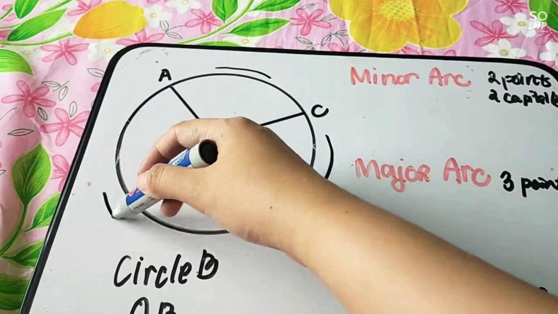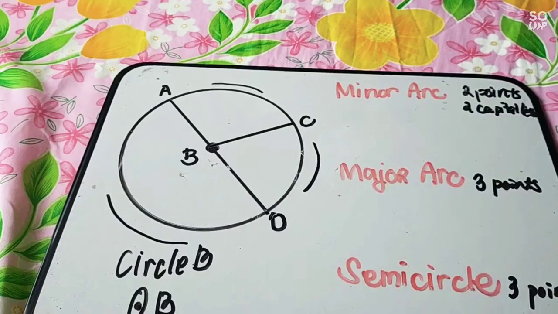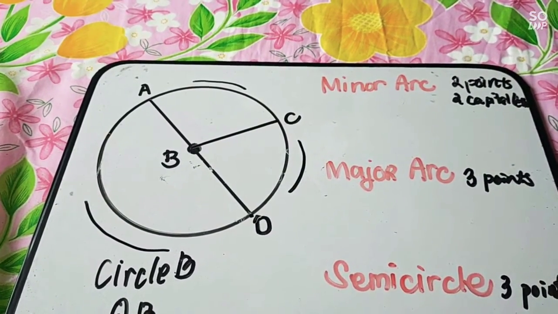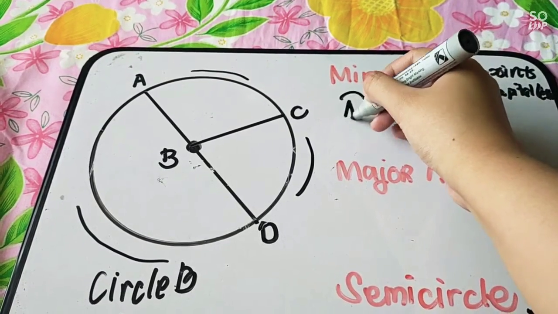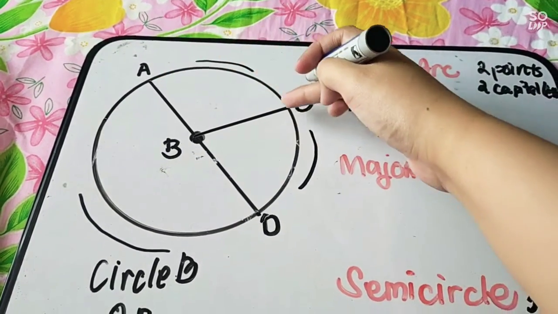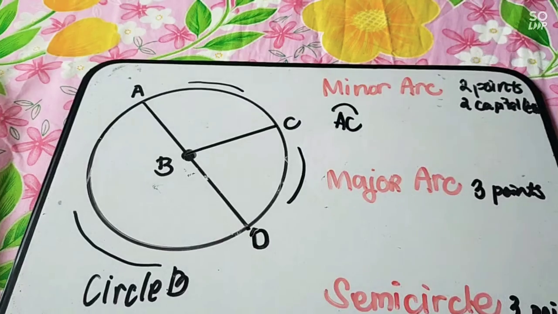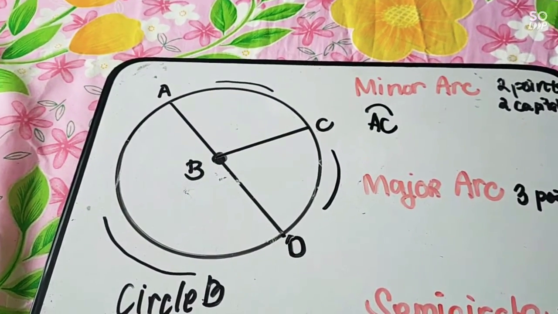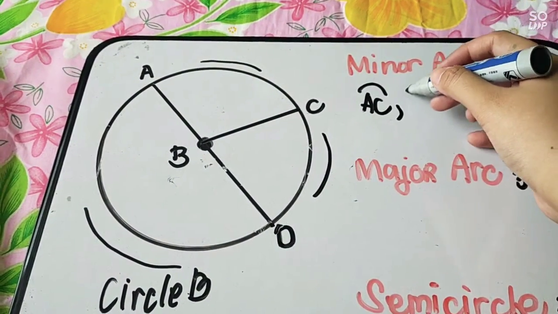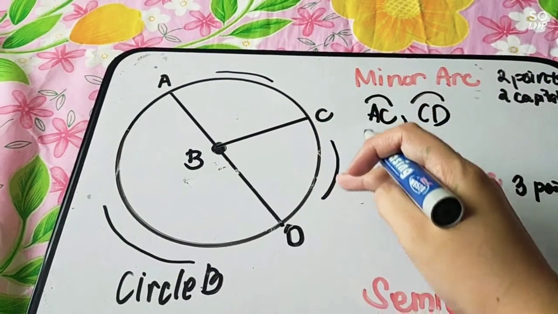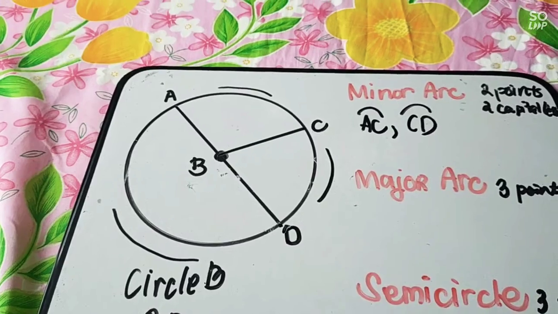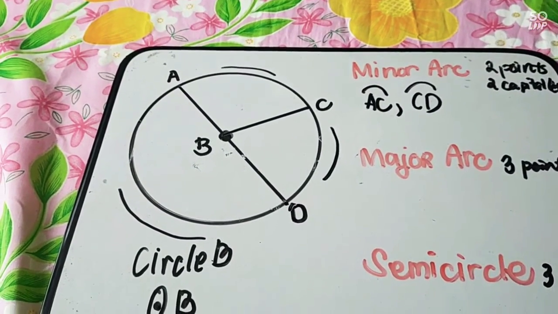Yung mga sides. Okay? Let us name the minor arc. So, the minor arcs here are arc AC. As you can see, si AC ay less than the half of a circle. Ano pa? We have arc CD. This is also less than half of a circle. Is it clear? Next tayo.